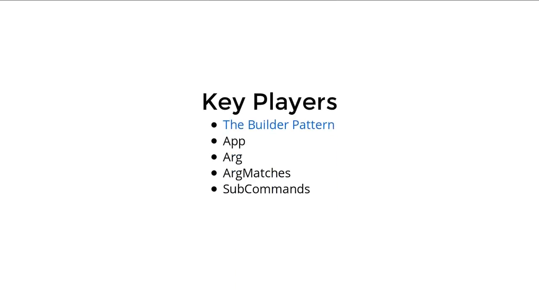There's a few key players in clap. When I set out to design clap, one of the key things that I wanted to get away from was having a bunch of different structs that people had to memorize and know what they do and how they interact and figure it all out before they even started using it. So I wanted to have an application struct and an argument struct. Just keep it really simple. And I guess eventually I added on the matches struct and the subcommands.